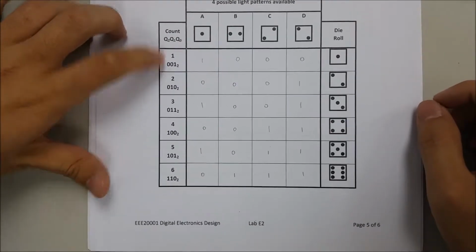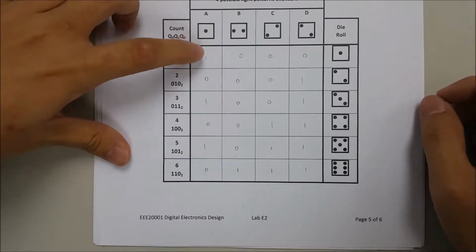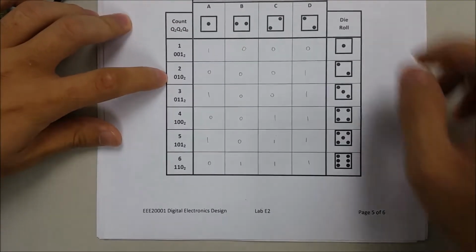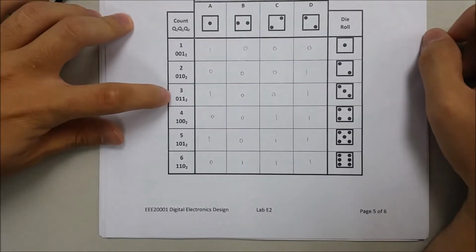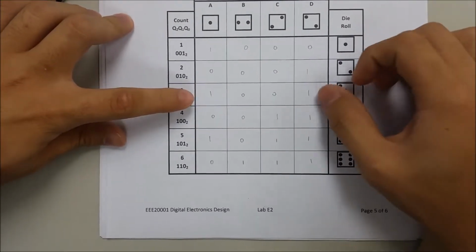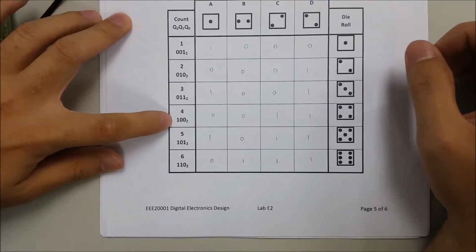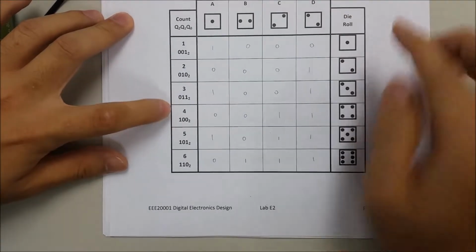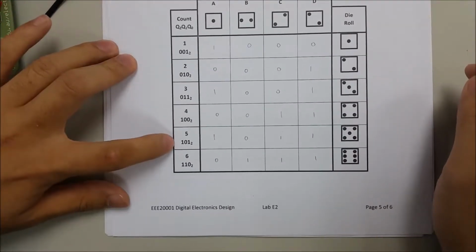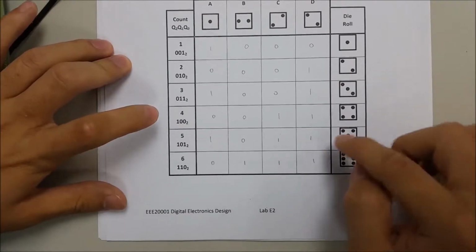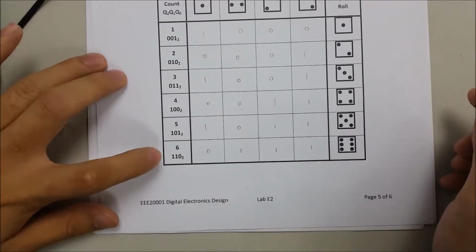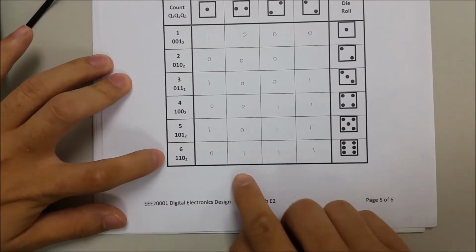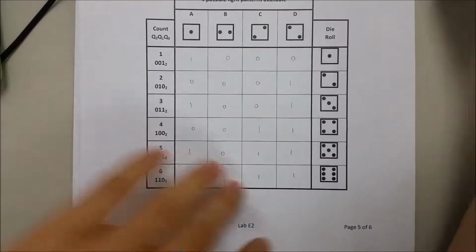When the count is 001, the A output must be high. When it is 010, the D output must be high. When it is 011, the A and D outputs must be high. When it is 100, the C and D outputs must be high. When it is 101, the A, C, and D must be high. Lastly, when it is 110, the B, C, and D must be high.